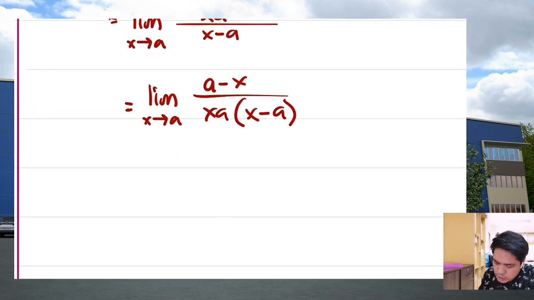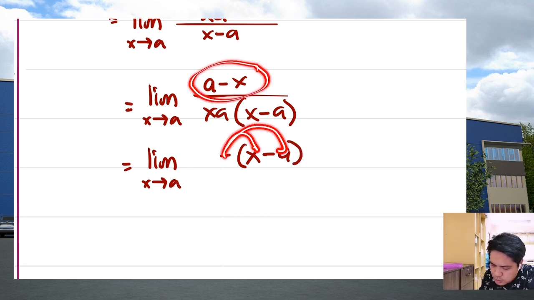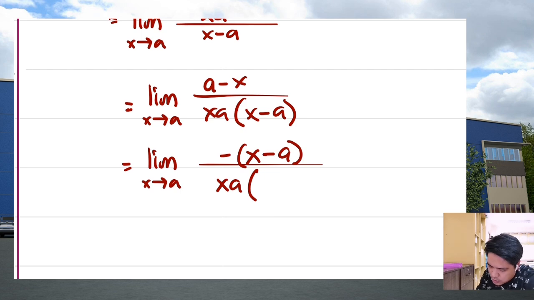So, if we take a look at this and this, parang similar lang sila. So, let us factor out negative here. So, that would be negative, and eto magiging positive na siya. Then eto maging negative a. Diba? So, kung i-distribute natin to, that would become this exactly. So, over xa, then x minus a. From here, we could cancel out x minus a.